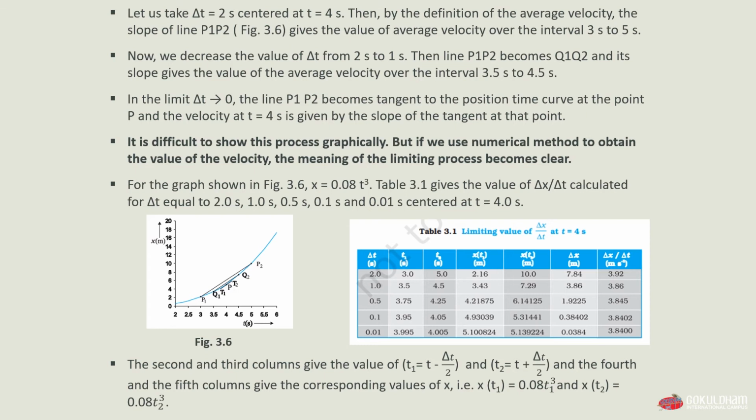And there is also the formula to calculate t2, which is our third column. The formula for t2 is t2 equals t plus delta t divided by 2. Here also we require t and the value of delta t.